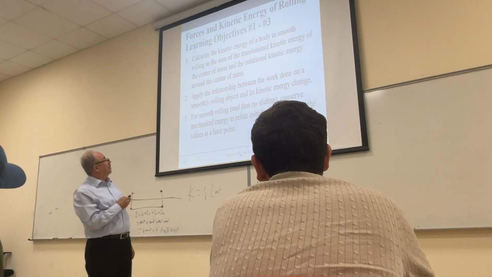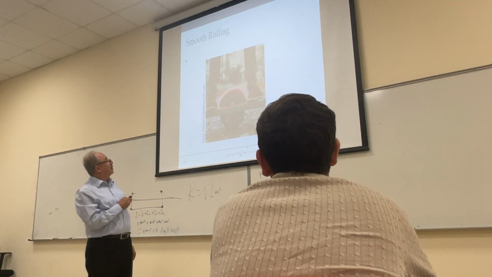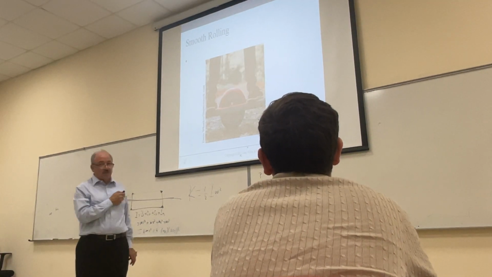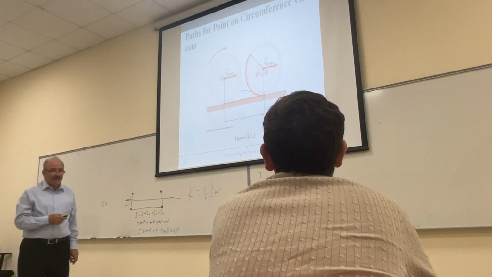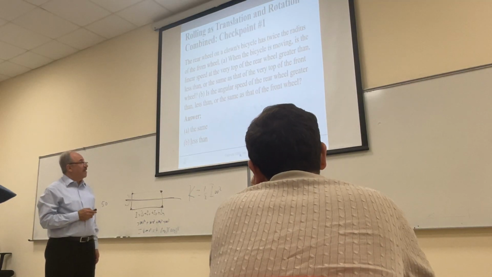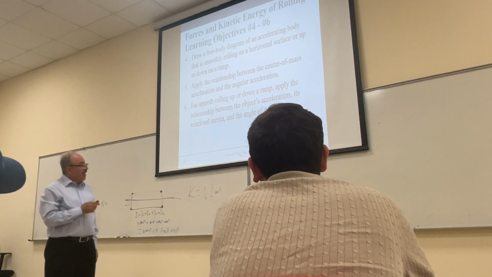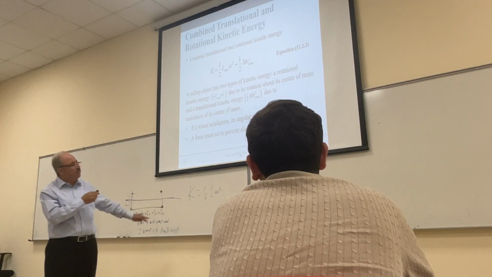Where is it? I wrote it, I'm sure. Yeah, smooth rolling. If there's no skidding, we call it smooth rolling. If there is kinetic friction, then it's skidding, and we cannot do the same treatment. I put these to solve, we talked about energy, we solved several problems, at least 2 or 3.